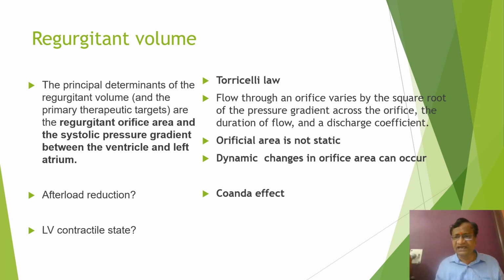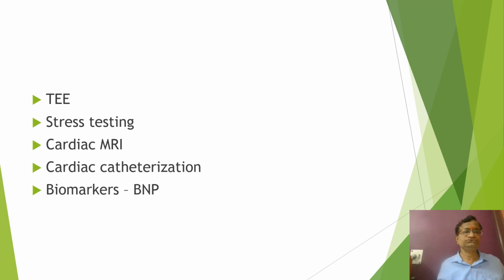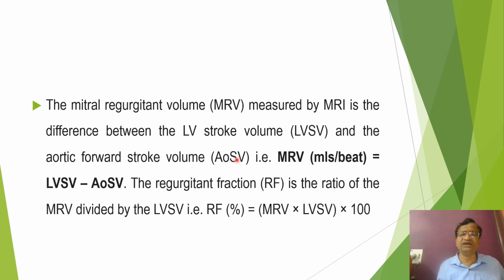The orifice area is not static, it changes. And we know the Coanda effect. Sometimes it will regurgitate through one wall and the other is not there. Transesophageal echo, stress testing, cardiac MRI, catheterization, and biomarkers like BNP may give a clue. Catheterization is not usually done after echo has dominated the proceedings. But cardiac MRI can tell the volume, probably the regurgitant fraction, it can tell.